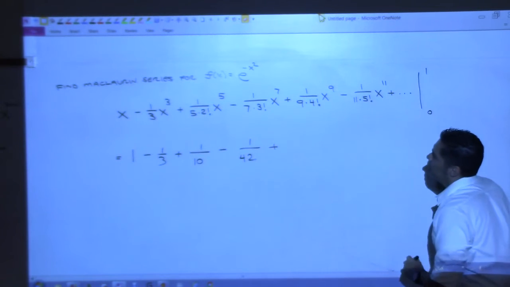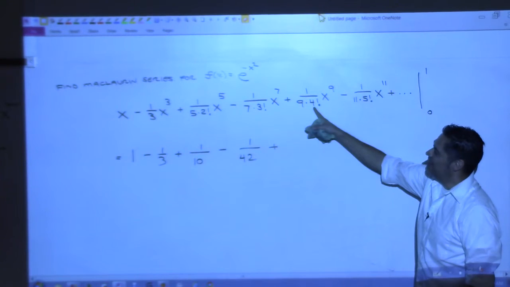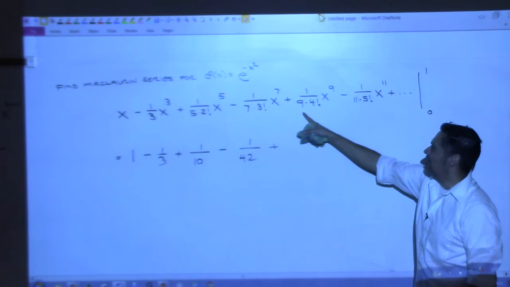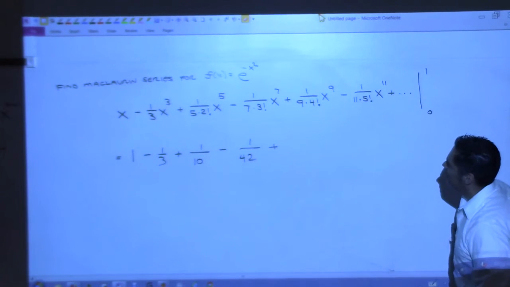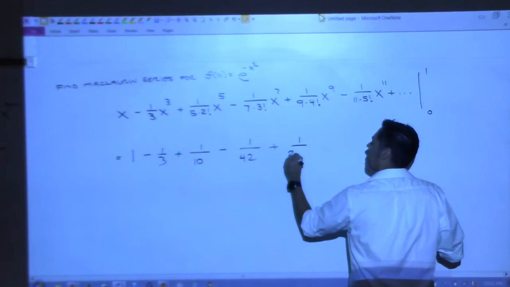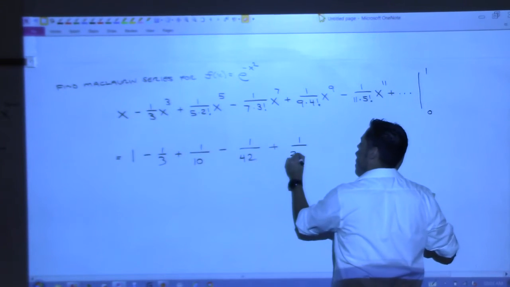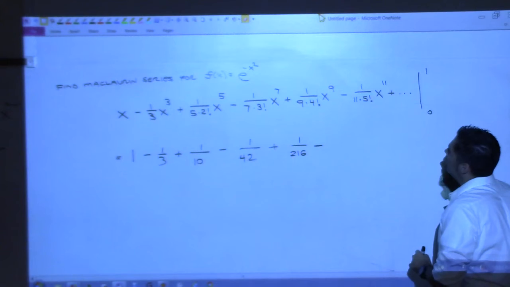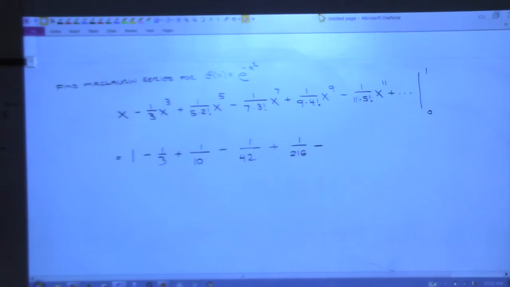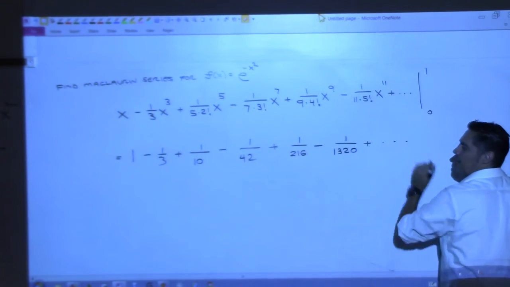Plus, okay, 4 factorial, 24 times 9. Calculator, please. 24 times 9. What is it? 216. Okay. And then what about the next one? Minus 11 times 5 times 4 is 20 times 6, 120. 1,320. 1,320, whatever, plus dot, dot, dot, right?